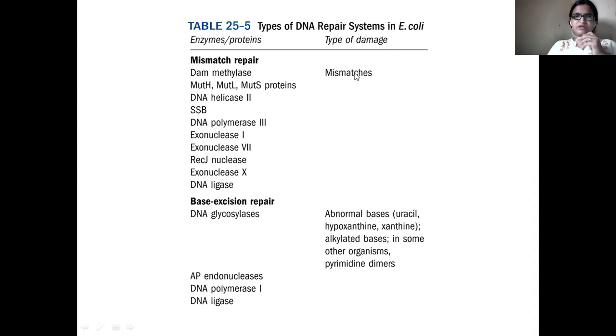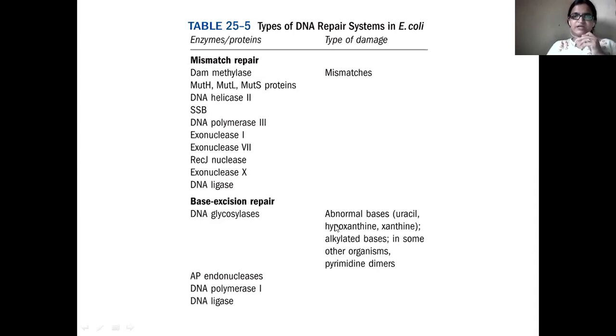So, the first type of damage is mismatches, meaning the base is wrongly paired. For these mismatches, these are the different enzymes required: DAM methylase, MutH, MutL, MutS proteins, DNA helicase 2, and single strand binding proteins, DNA polymerase 3, exonuclease 1, exonuclease 7, RecJ nuclease, exonuclease X, and DNA ligase.